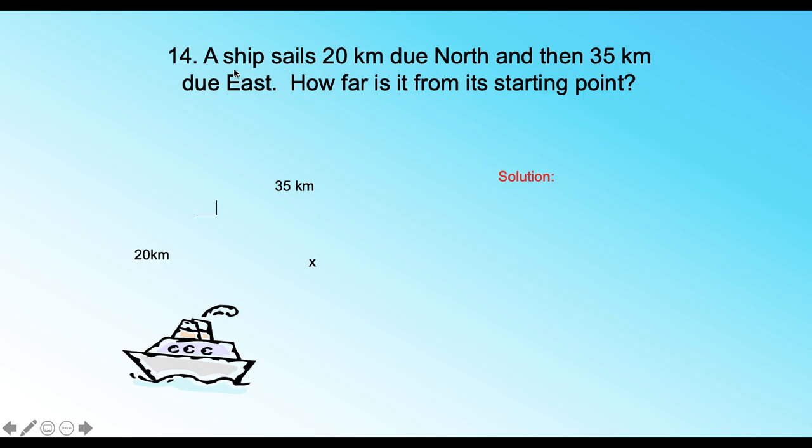I'll read the question. A ship sails 20 kilometers due north. Due north means it should be upright. I'll draw the line for you. A ship is sailing due north 20 kilometers and then 35 kilometers due east. Due east it is traveling 35 kilometers. How far is it from the starting point? This is the starting point. How far is it from the starting point? So I'll draw that line.